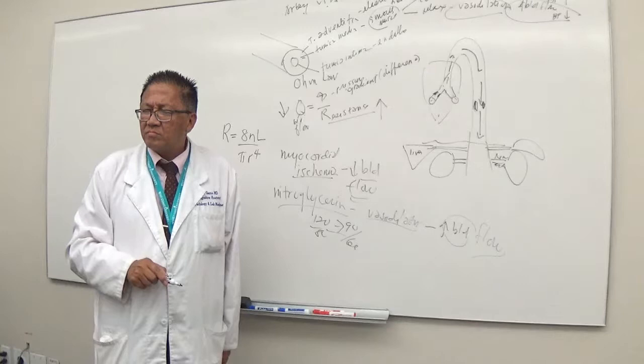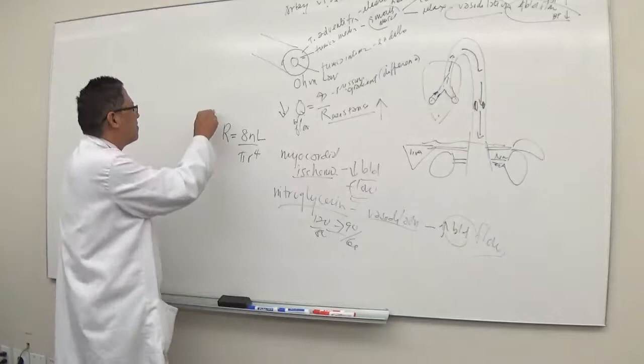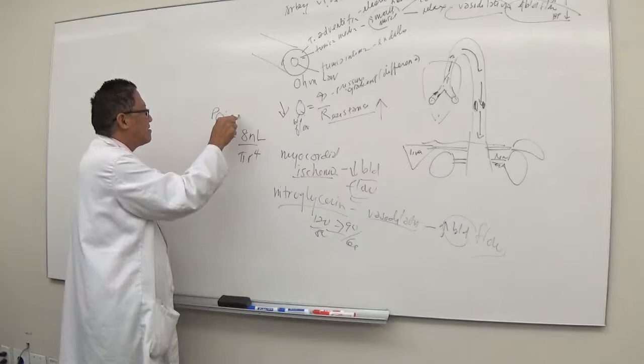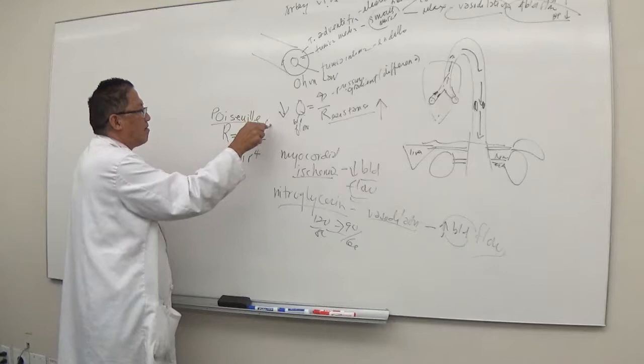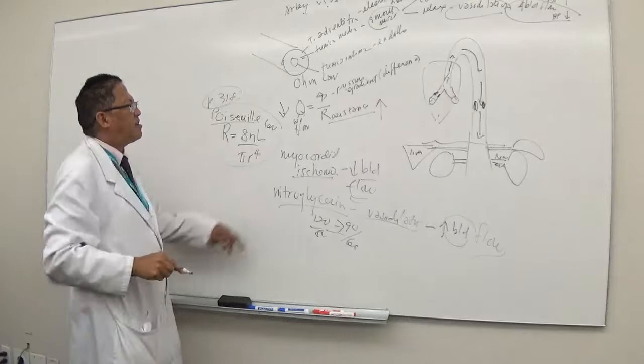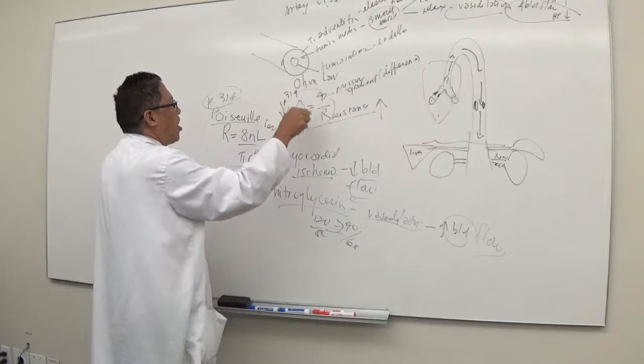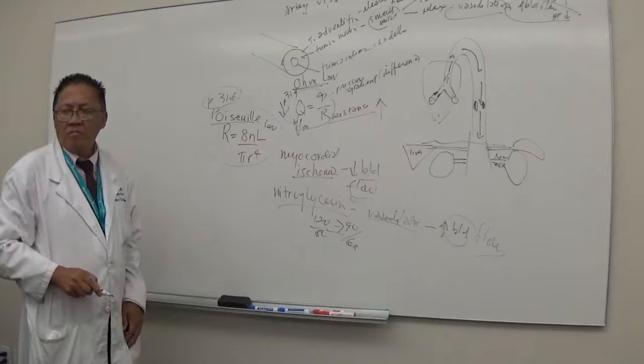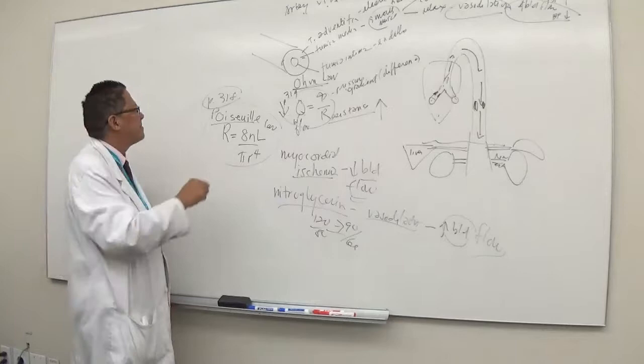Poiseuille's law. How do you spell Poiseuille? P-O-I-S-E-U-I-L-L-E. Okay. What page is this in the book? 318. What about this one, Q equals ΔP over R? What page is this? 319. Ohms. Om, om, om. You do meditation. Mantra. Poiseuille's law, I presume this is a French guy.